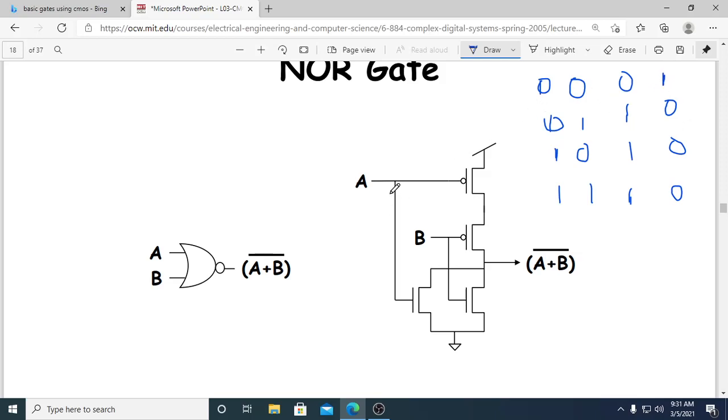So we will verify whether it is correct or not. We will verify if both inputs are 0. Then what will happen? This will turn on, and this will turn on. So VDD is passed. Again, this is turned on because we are giving 0 to my PMOS. So both are turned on. That's why VDD is passed to my output.